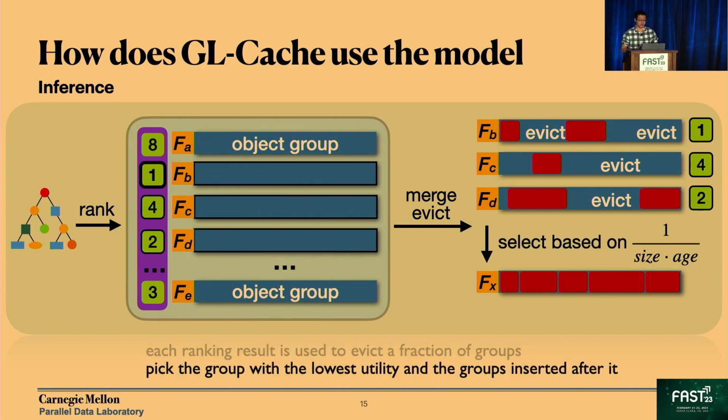And we pick the group with the lowest utility and the groups inserted after it, instead of picking, say, the 3 lowest utility groups. This is because the objects from these groups are merged into a new group, and we want the objects in the new group to be as similar as possible. So if we pick 3 random groups, the objects from these groups may not be similar.